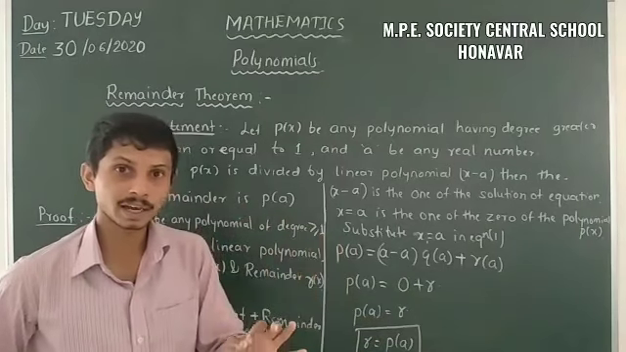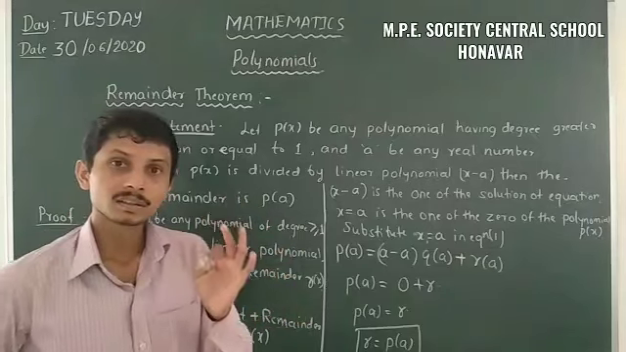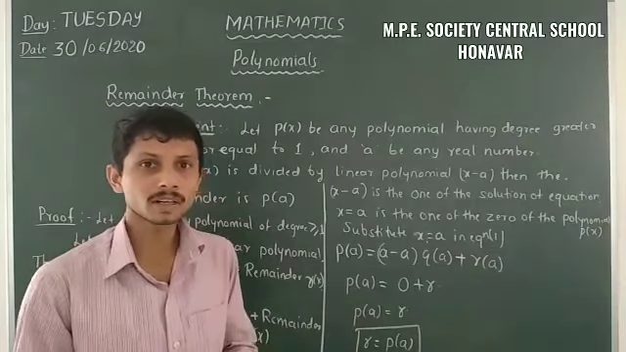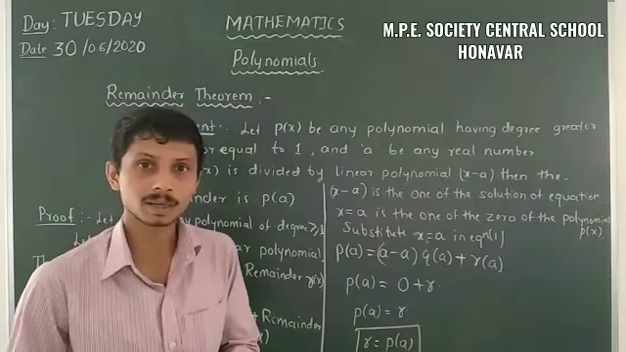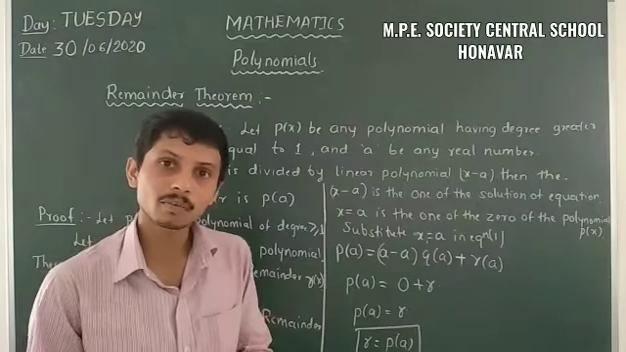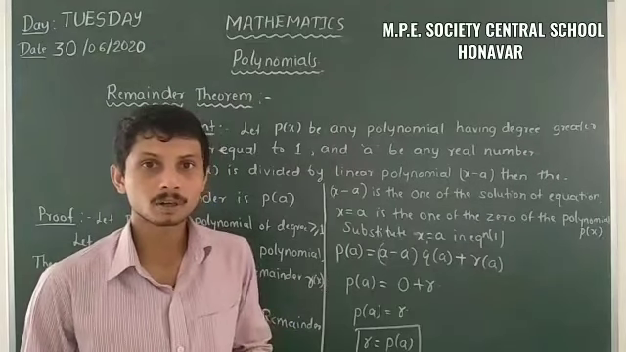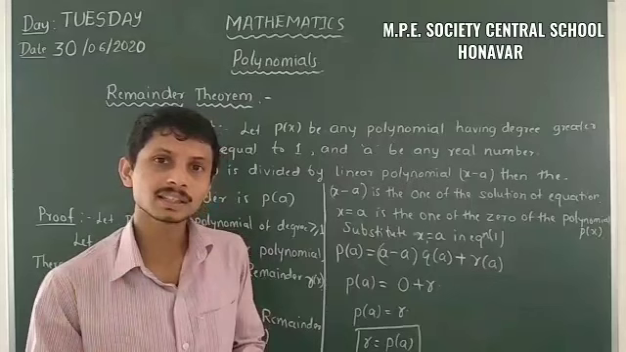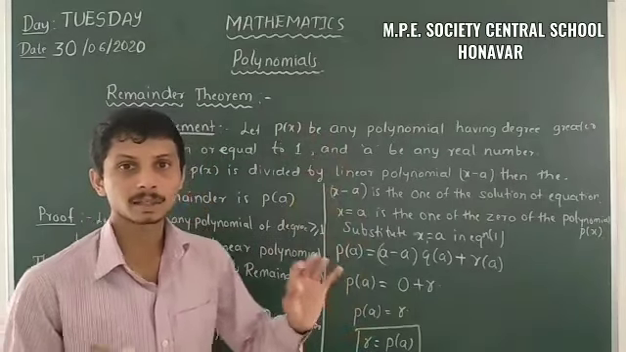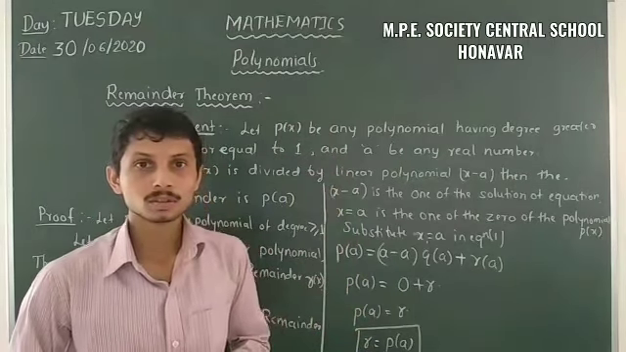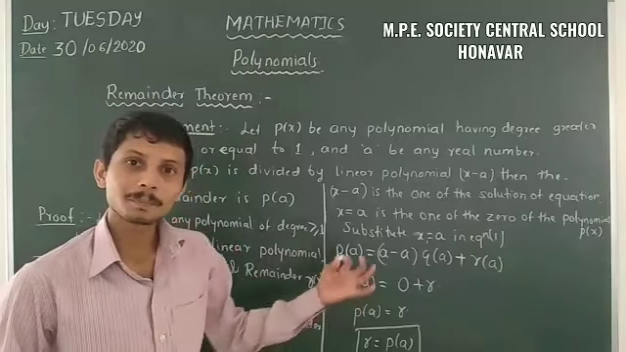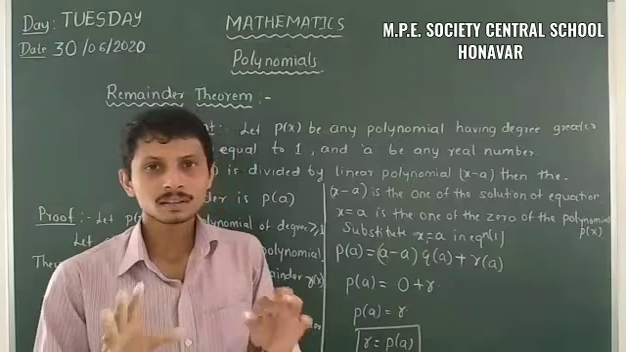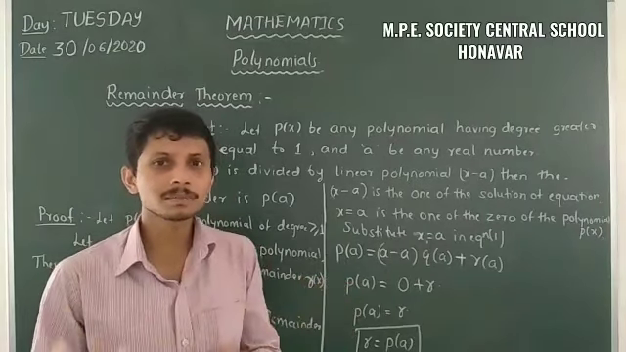But the condition is about p of x, whatever it may be. Whether it is a linear polynomial or quadratic polynomial or cubic polynomial, whatever it may be, there must be a divisor that is a linear polynomial. We must take the divisor as a linear polynomial, then the remainder theorem is true. So we got the proof of this theorem. So after the proof we get that the remainder theorem is right.